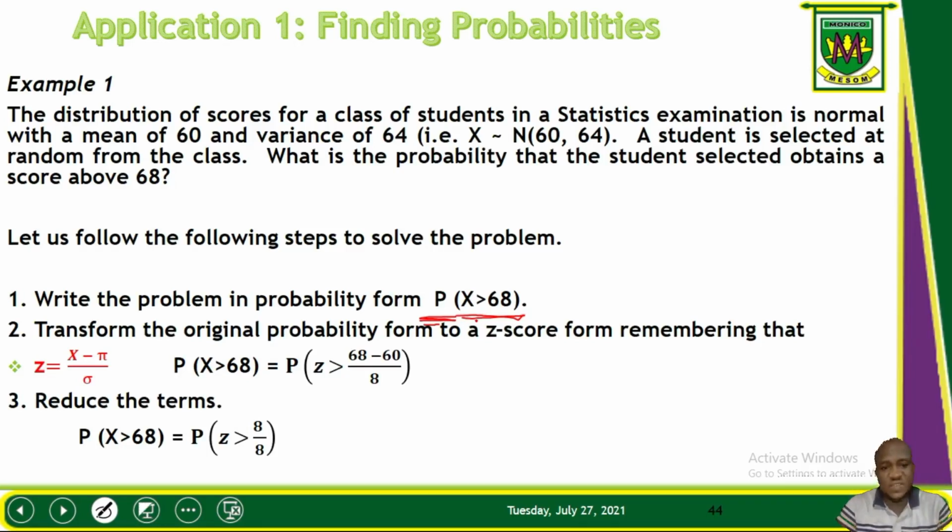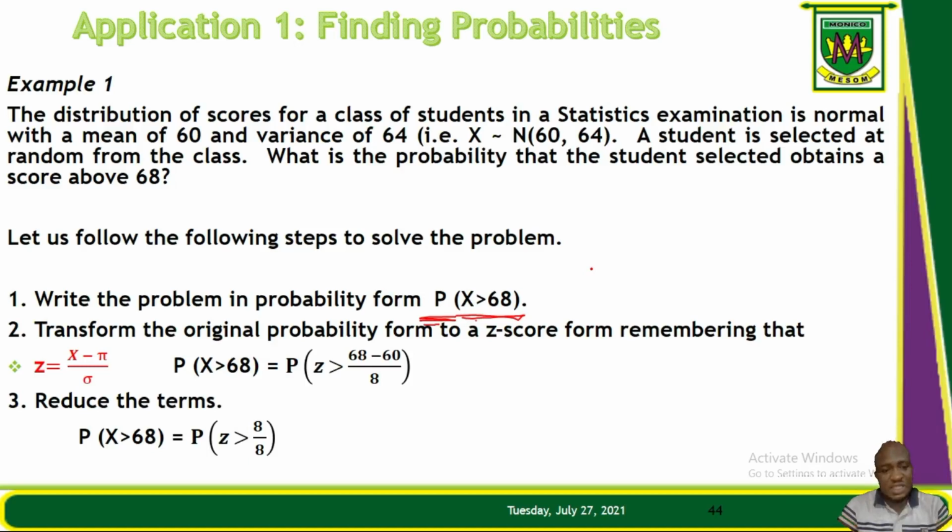The second step is to transform the original probability form to a z-score form. We know how to compute z-scores. We are saying that you have to convert the original probability form to z-score form. So we are going to convert the question to z-score form. We are going to standardize the question, since we are going to use the standardized normal distribution curve, which has a constant mean of 0, a standard deviation of 1, and an area under the curve of 1.